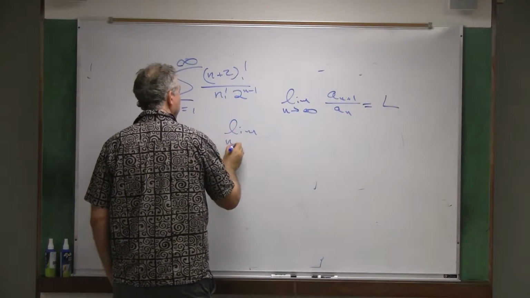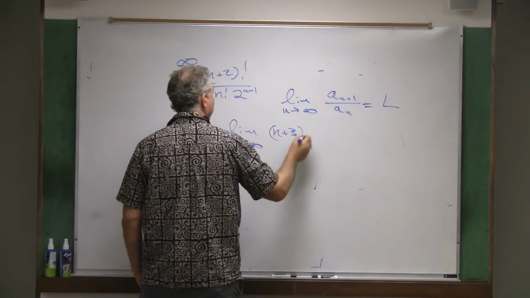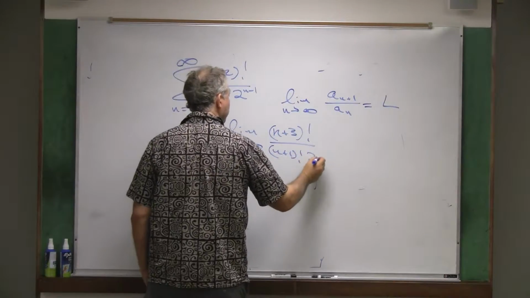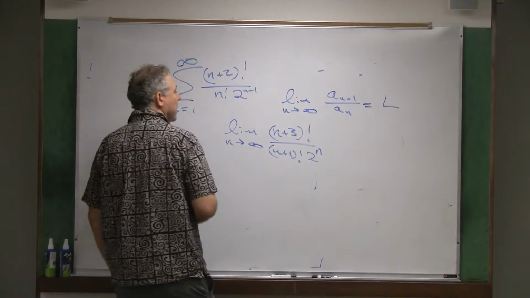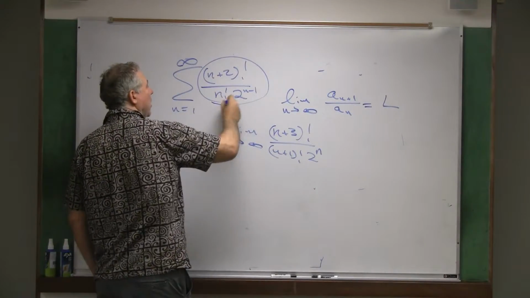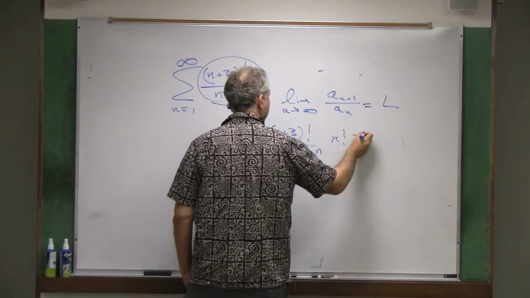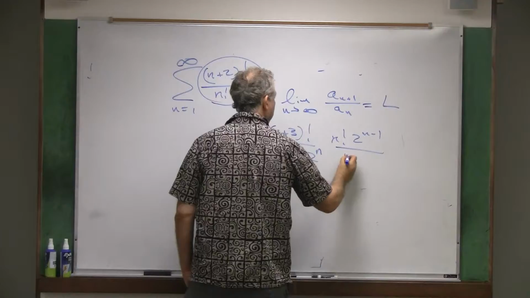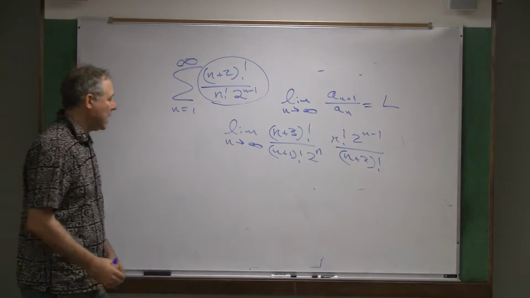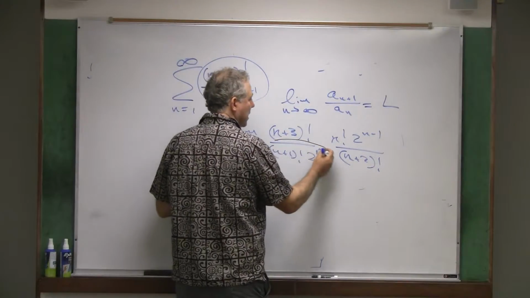So the limit as n goes to infinity, that's going to be n plus 3 factorial, n plus 1 factorial, 2 to the n. Then we're going to divide by this, so we're going to multiply by the reciprocal of this: n factorial, 2 to the n minus 1, n plus 2 factorial. And now we've got cancellations. Okay, so what's the cancellation here?